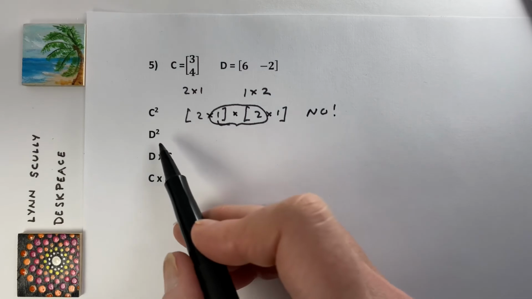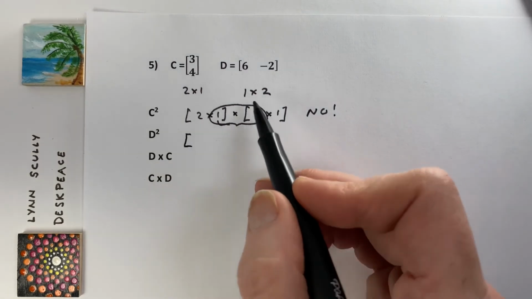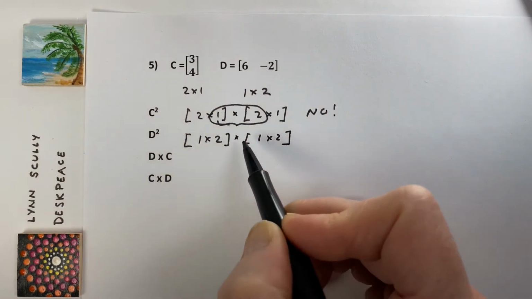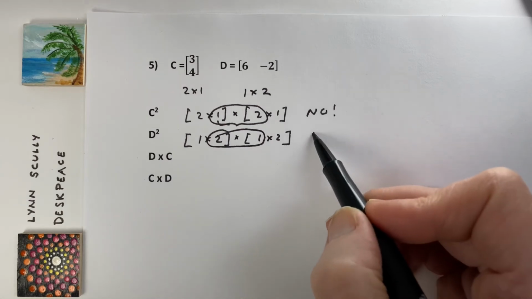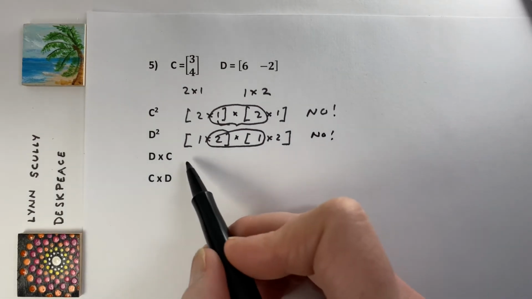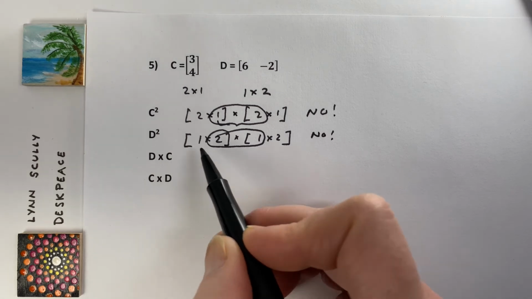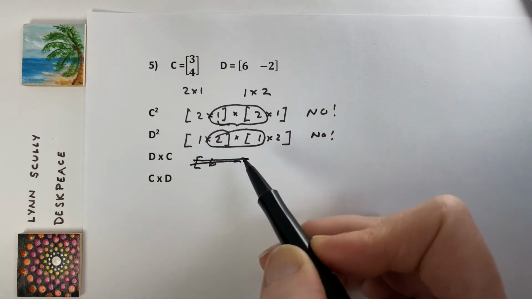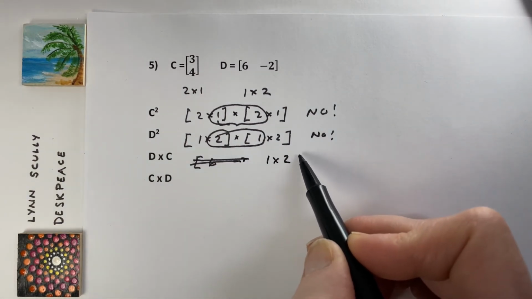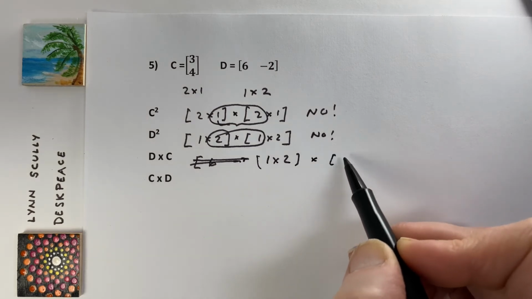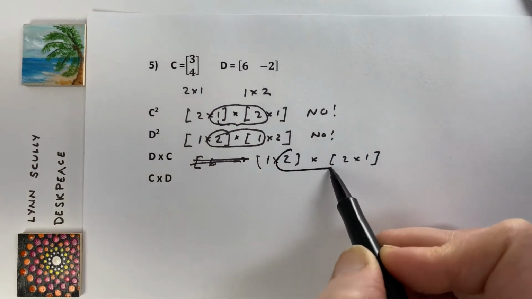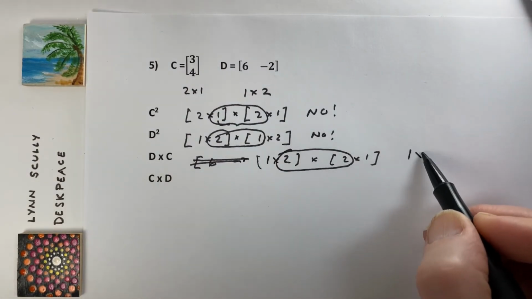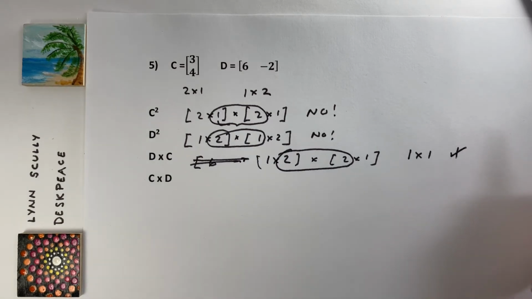Let's investigate D squared. So that will be a 1 by 2 times a 1 by 2. These insides don't match again. Can't be done. Let's investigate D times C. So the dimensions on D, and order totally matters. So it's 1 by 2 times 2 by 1. Look, these match. So I can do it, and the resultant is going to be a 1 by 1. Let's just do that one right now.